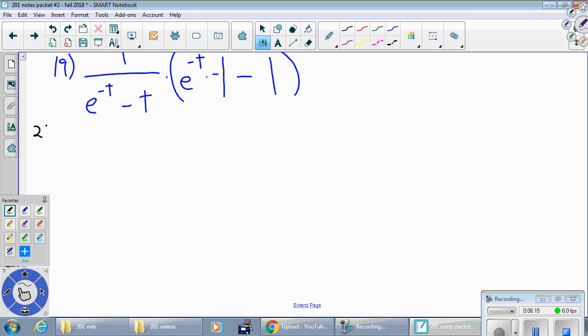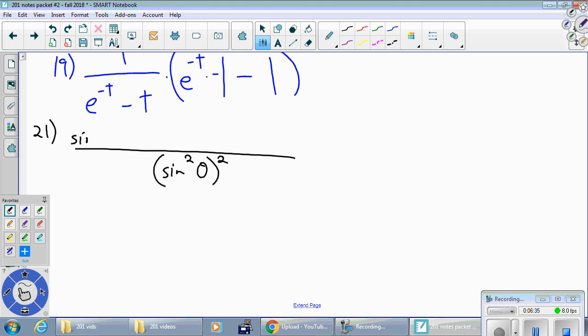Okay, 21. This is for sure a quotient rule. Big fraction, sine squared of theta. That whole thing is getting squared. If you just write that as sine to the 4th of theta, then you know what to do with those exponents. I'm multiplying those. Okay, so quotient rule.